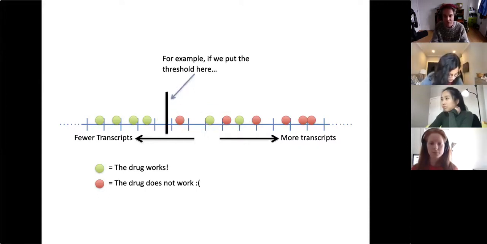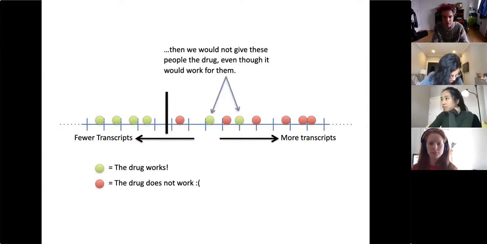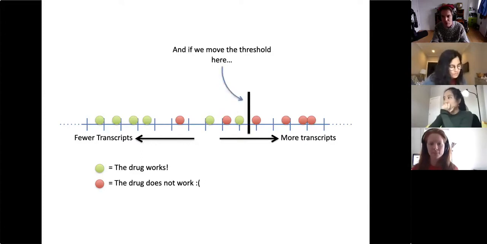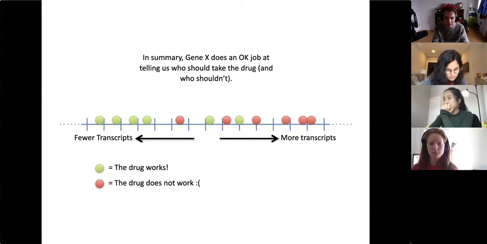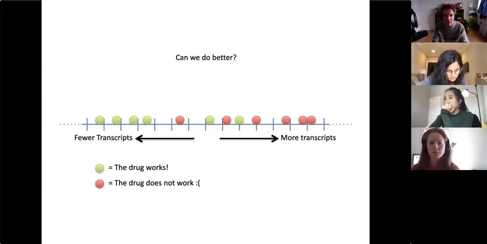For example, if we put the threshold here, then we would not give these people the drug, even though it would work for them. And if we move the threshold here, then we would give the drug to these people, even though it does not help them and it could hurt them. In summary, gene X does an okay job at telling us who should take the drug and who shouldn't, but it's not great. Can we do better?